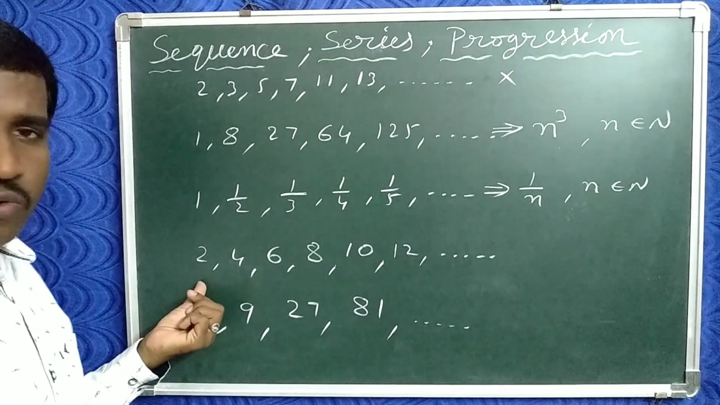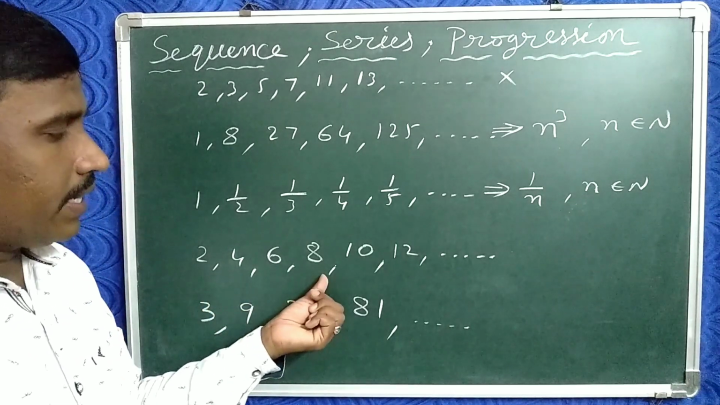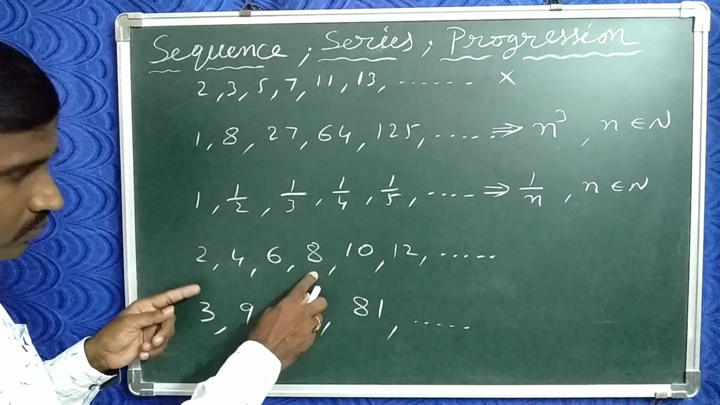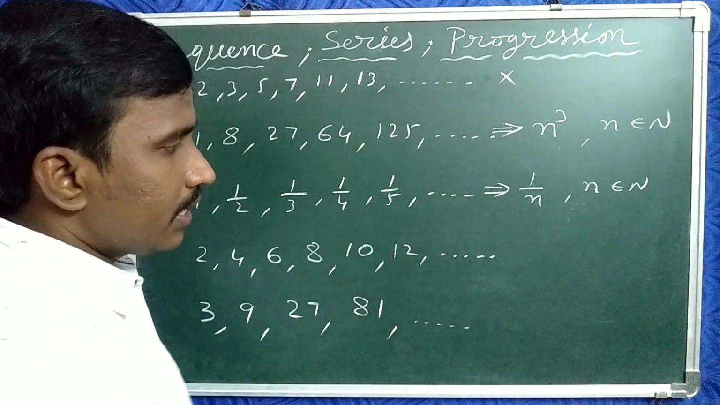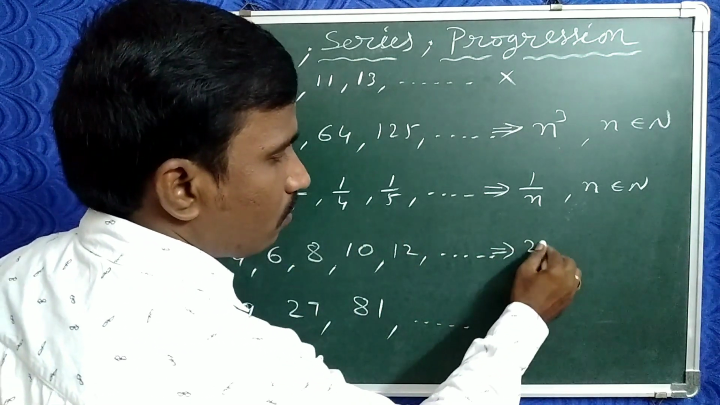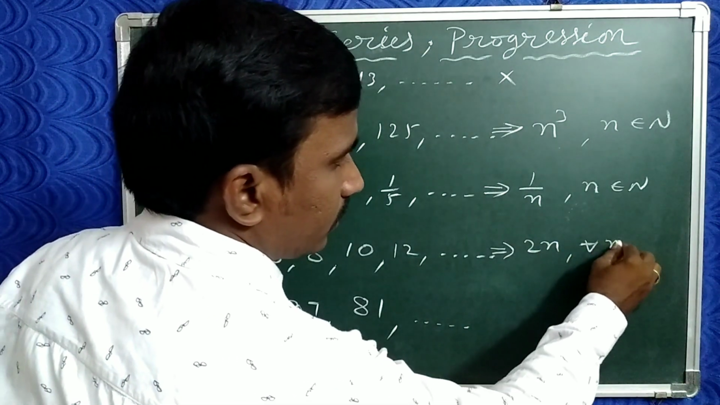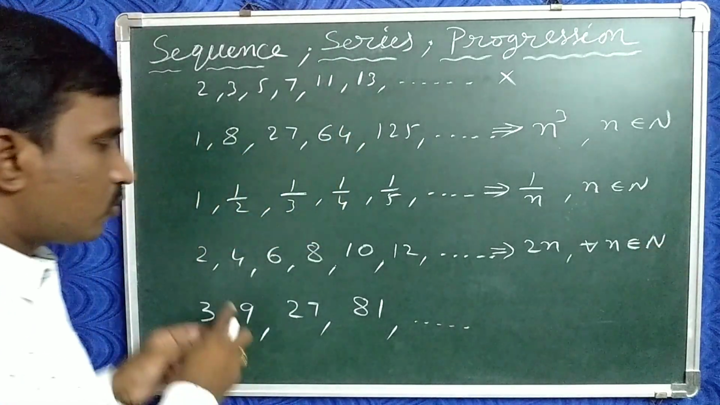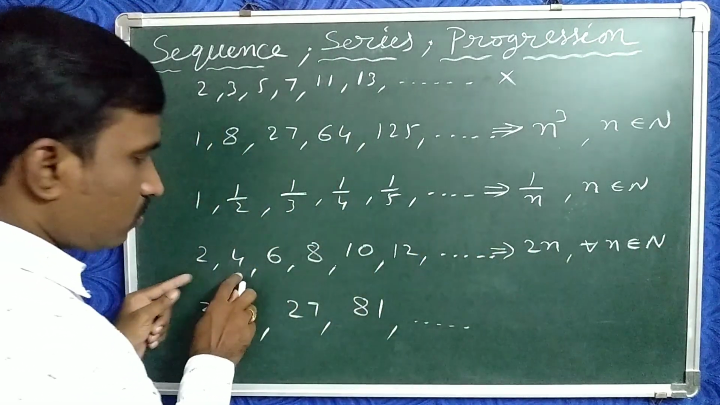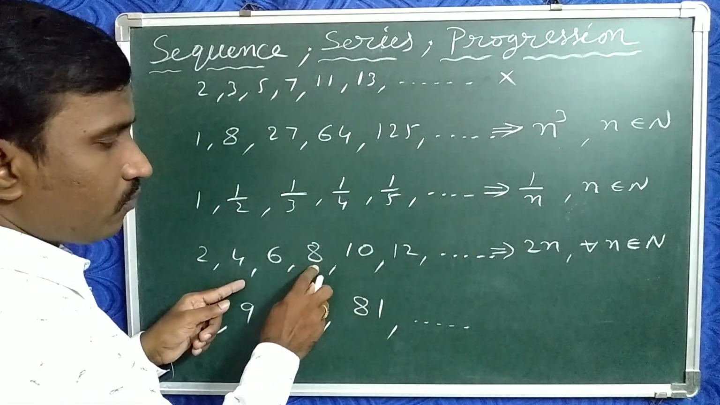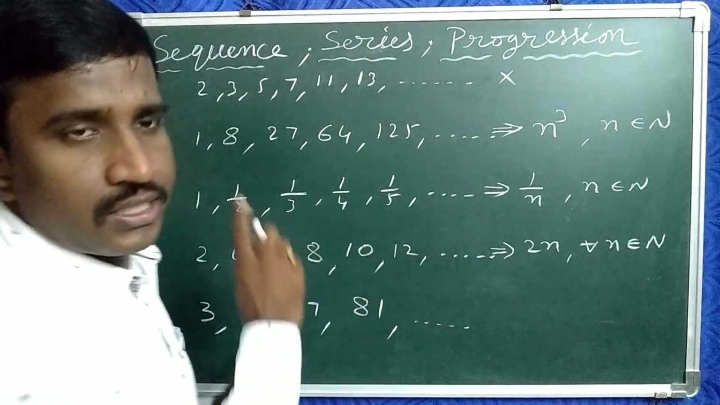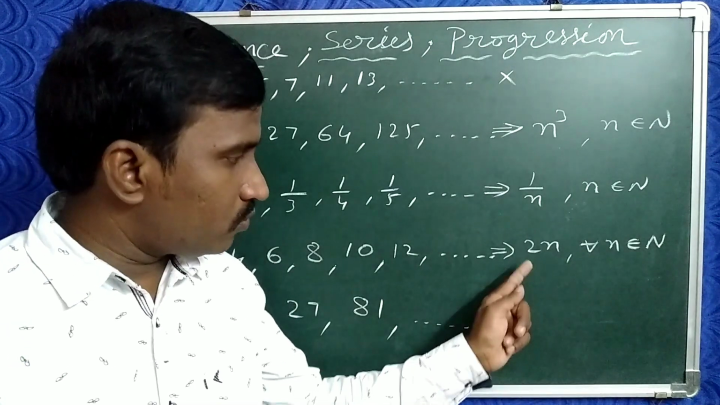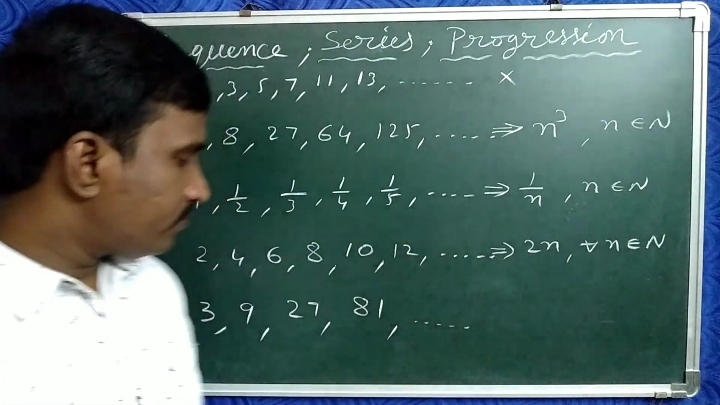But here 2, 4, 6, 8, 10, 12. So add 2, add 2, add 2. These are all even numbers. Even numbers can be expressed in the form of 2n, for all n belongs to the set of natural numbers. Means 2 into 1, 2 into 2, 2 into 3, 2 into 4, 2 into 5, 2 into 6. That's why all these even numbers can be expressed by using the general form 2n.